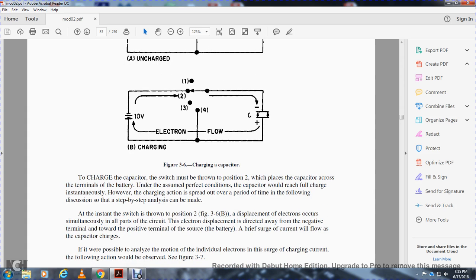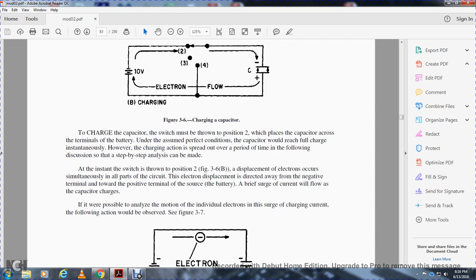To charge the capacitor, the switch must be thrown to position 2, connecting the capacitor to the terminals of the battery. Assume that a perfect capacitor would reach full charge instantaneously. The charging action is spread out over a period of time, and a step-by-step analysis can be made. The instant the switch is thrown to position 2, the displacement of electrons occurs simultaneously in all parts of the circuit. The electrons are directed away from the negative terminal toward the positive terminal of the battery.